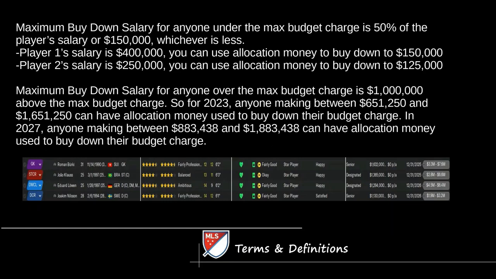All right? Player two's example, his salary is $250,000. You can use allocation money to buy it down 50%, which would be 125,000, or you could use it to the 150,000, whichever is less. Once again, the least amount is 125, so that's the max you're allowed to take it down to. I hope that makes sense.